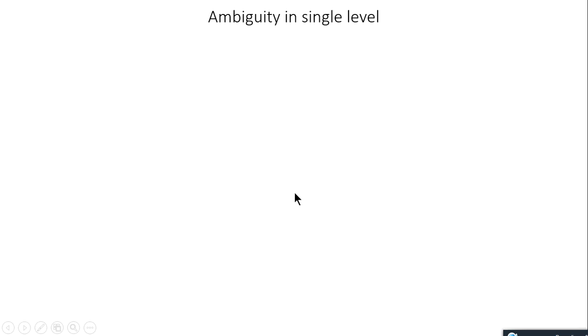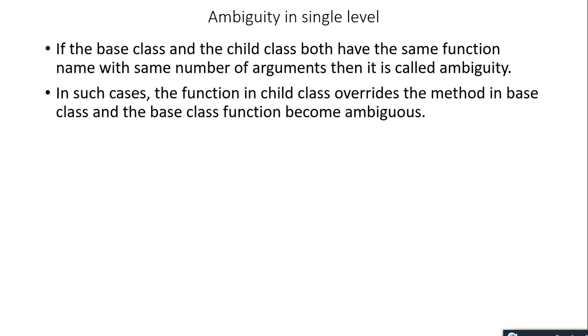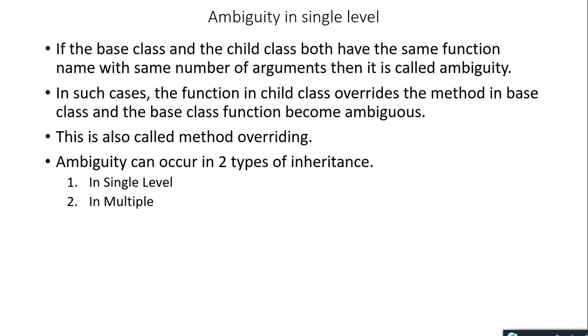Now let's continue. Ambiguity. Ambiguity is also a very important topic, and lots of BCA and BTech computer students will have to face this in their programs or in practicals. So let's start with ambiguity. If the base class and the child class both have the same function name with the same number of arguments, then it is called ambiguity. In such cases, the function in the child class overrides the method in the base class and the base class function becomes ambiguous. This is also called method overriding in Java, or you can say it in C++ as well.